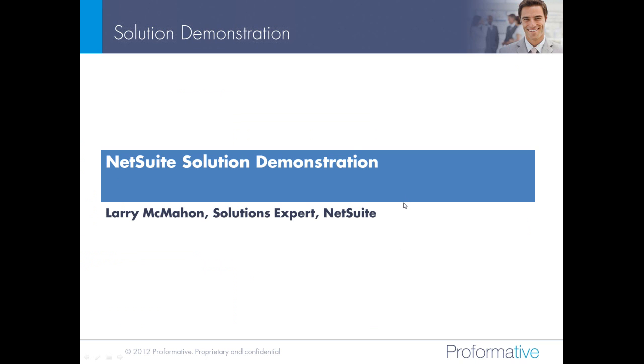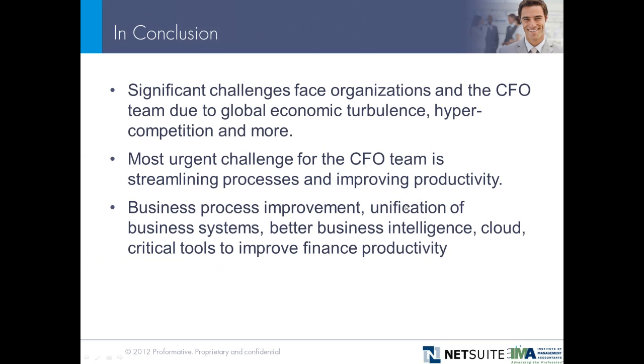Before we get to the Q&A, in conclusion, as we were talking about, how do you optimize processes within your organization so you can improve productivity? As we all know, there are a lot of different things happening in the world that are impacting business, technology-wise and otherwise, and CFOs and finance teams are asked to deal with that, including embracing new technology. And the most urgent challenges for CFO teams are streamlining processes and improving productivity. So how do you do that?